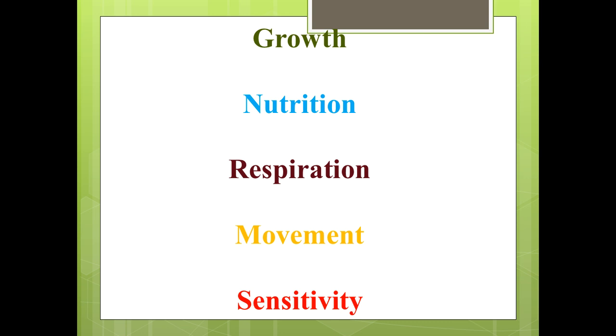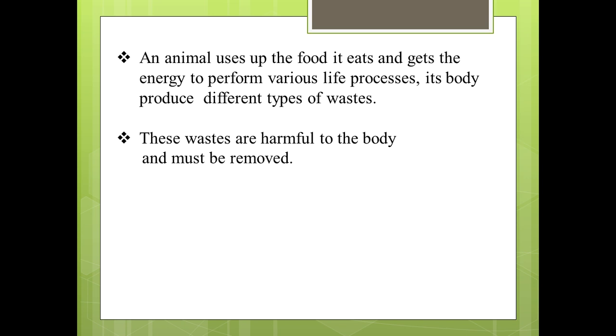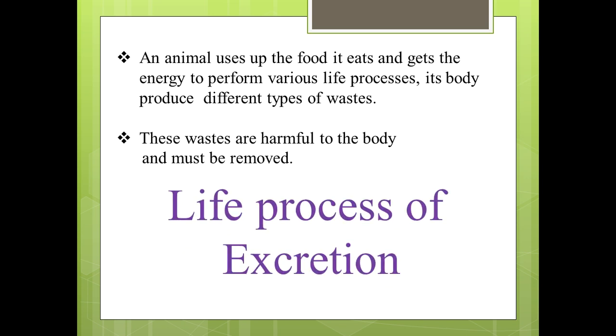So children, now we can go for the next. An animal uses up the food it eats and gets the energy to perform various life processes. So we already know that only with the help of food, animals are able to perform various life processes. And after eating the food, its body produces different types of waste. Exactly. So after consuming the energy, the body will be producing waste. The wastes are harmful to the body and must be removed. Yes, these wastes are harmful to the body and must be removed immediately. Right. So next we are going to see about the life process of excretion.